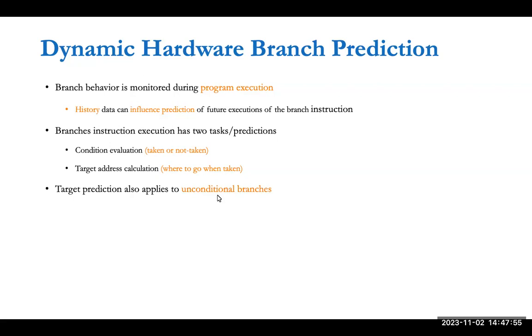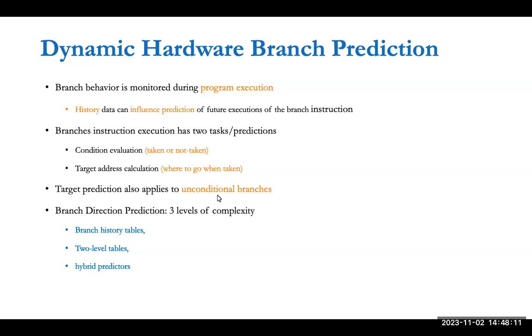So the target prediction also applies to unconditional jumps, as we said. And the branch direction prediction is most important in this, whether it is going back to the same location or going forward to the next location. So there are three levels of complexity in this. The branch history table will be maintained. That history table maintains the history of the branch, whether it is taken or not. The first time it is completely a guess, but after that, the previous history, whether it is taken or not taken, is maintained by the branch history table.